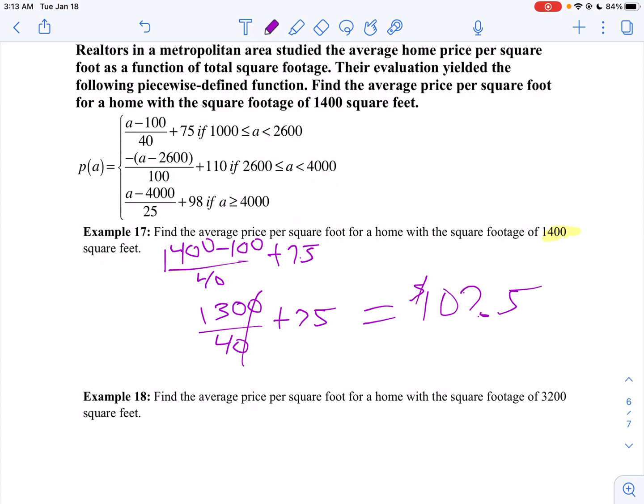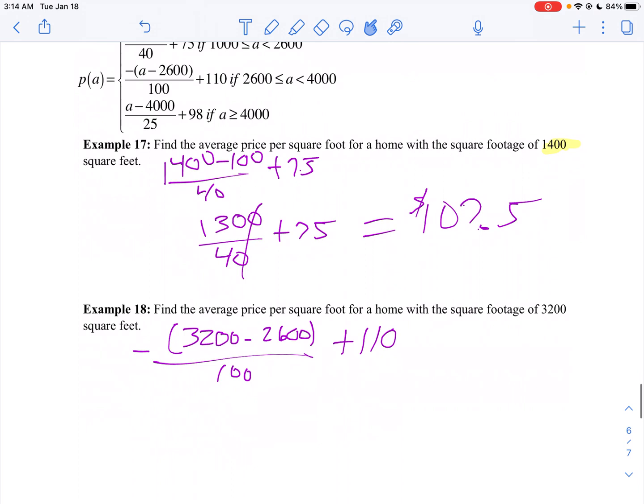So in my second rule, I'm going to say the opposite of A, well, this time A is 3,200 minus 2,600. And I'll divide that by 100. And then I'll add 110. So now it's just simplifying. 3,200 minus 2,600. Well, let's see, that's 600, isn't it?